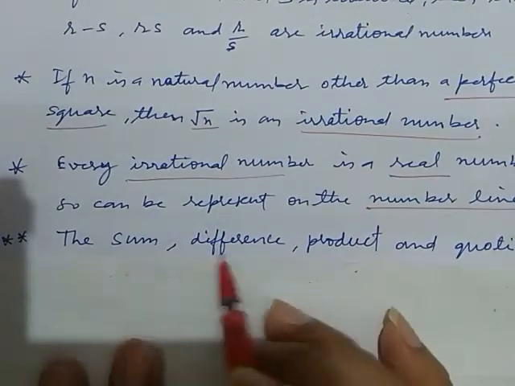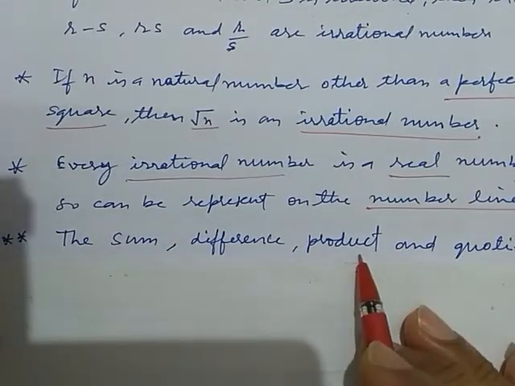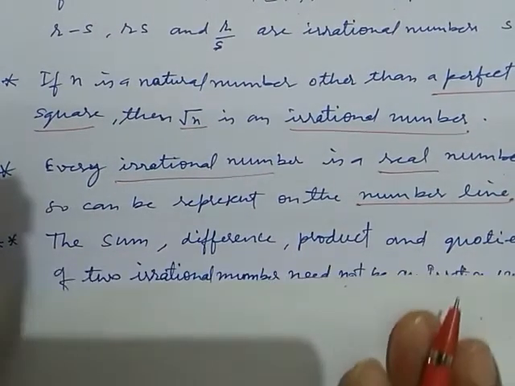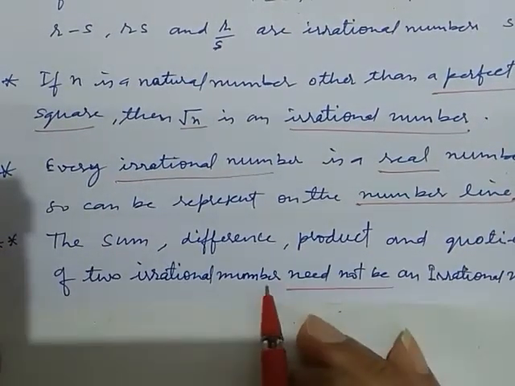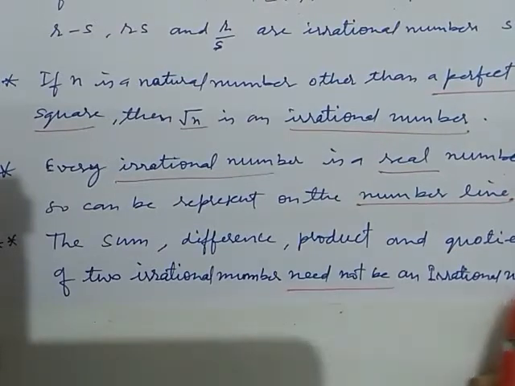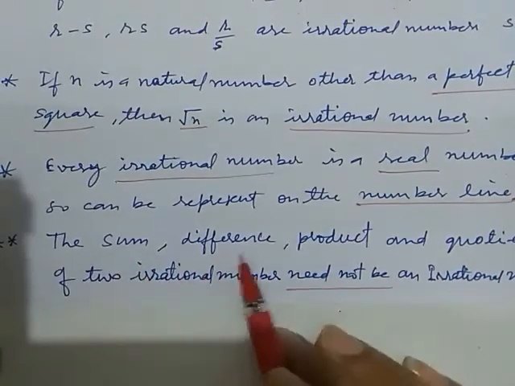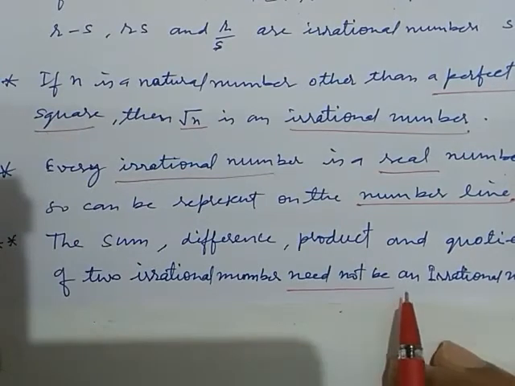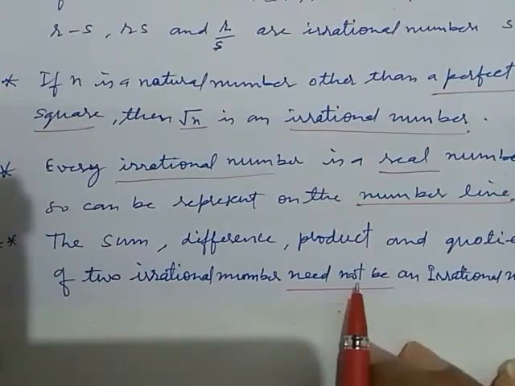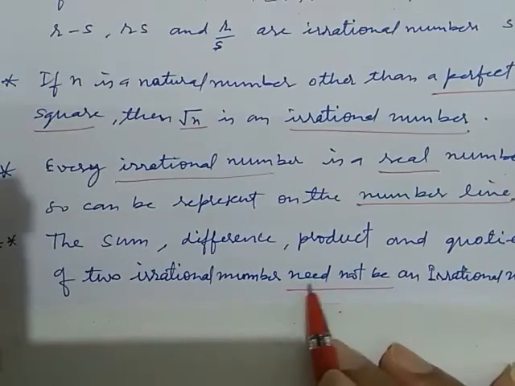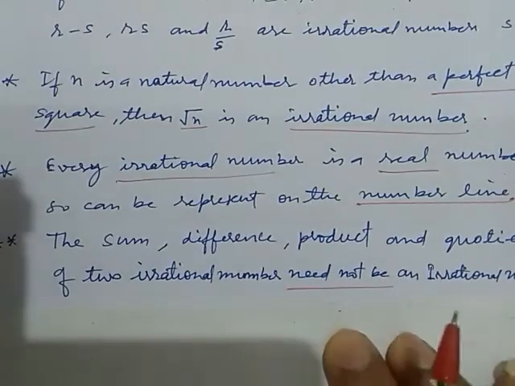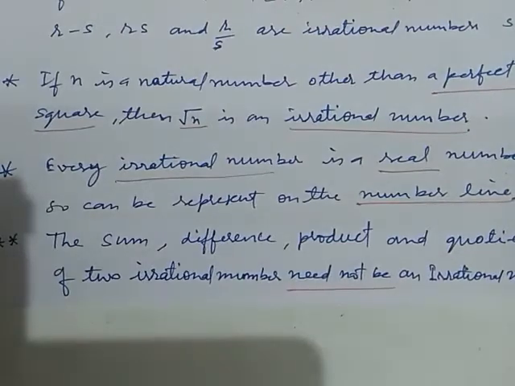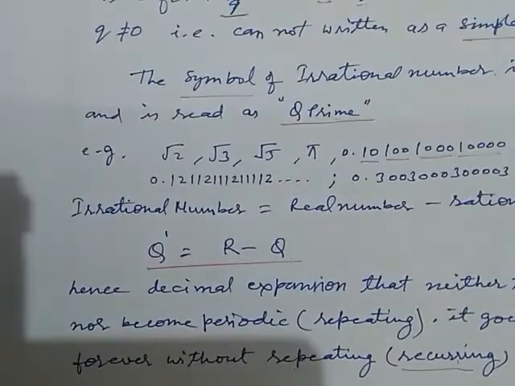The sum, difference, product and quotient of two irrational numbers need not be an irrational number. Sometimes the sum, difference, product and quotient of two irrational numbers may be irrational or rational. So here we say need not be irrational. It depends. Now we take more information about rational numbers.